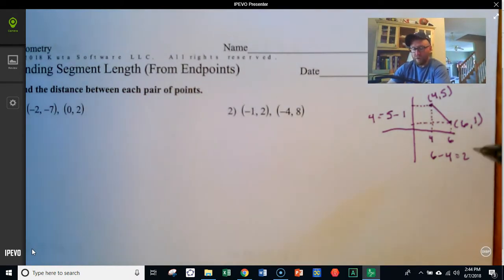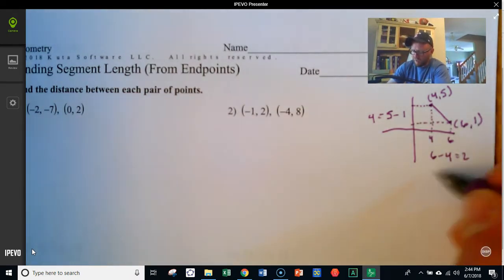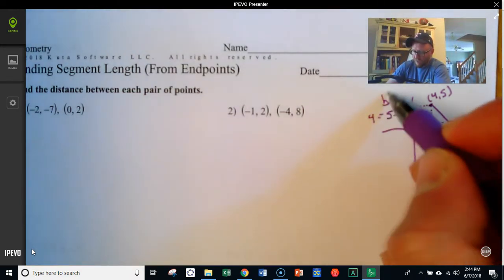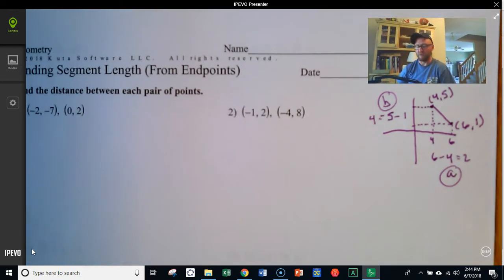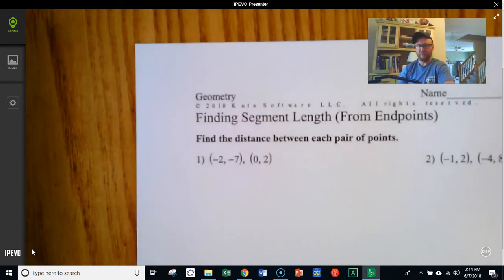So what we're going to do is call this our A, and call this our B. The horizontal distance, how far apart the two points are, we get from subtracting one x coordinate from the other, and that's going to be our A. And then our vertical distance, how far apart they are, we're going to call our B, and that's just what we get by subtracting one y coordinate from the other. Let's take a look.